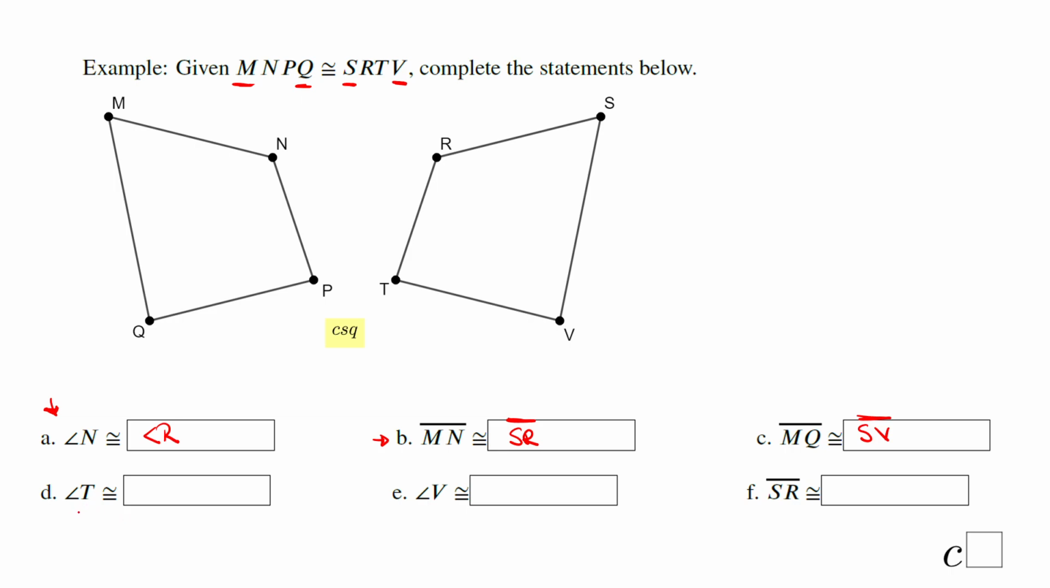Then let's look at D, where it says angle T. Angle T is the third one here, so it's going to match with the third one here, which is angle P. Now on E, we have angle V. Angle V is the last one here, so it's going to match with the last one here, Q. And we have SR. You notice this is the reflexive of B. So this is going to be MN, and you can look at the statement too. One more time, you don't really need to see the picture. You just look at the statement given to you, and you can match the corresponding parts.